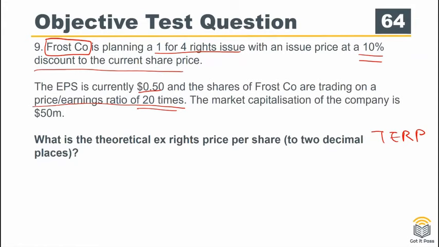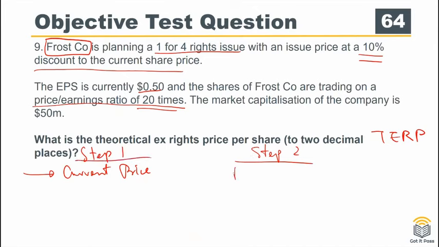First of all, you have to find the current price. Okay, the steps. First step is to find the current price. Next step, or the second step, is the rights issue price. Okay, current price means the current share price.